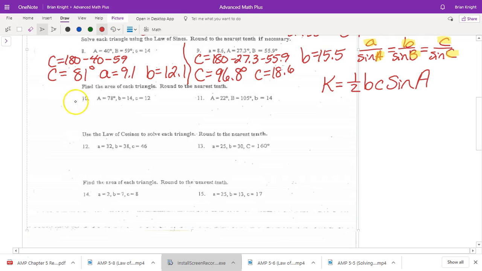The only work you have to show me is that you plugged in 1/2 times 14 times 12 times the sine of 78 degrees. From there, you just let your fingers take over punching it in the calculator. That is 82.2.